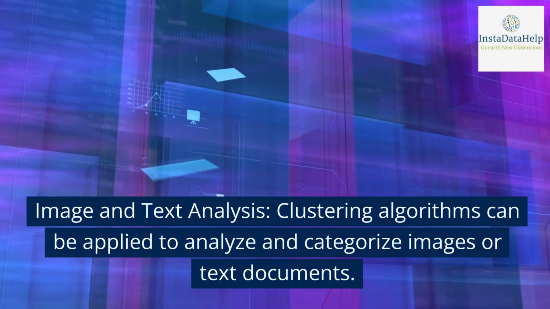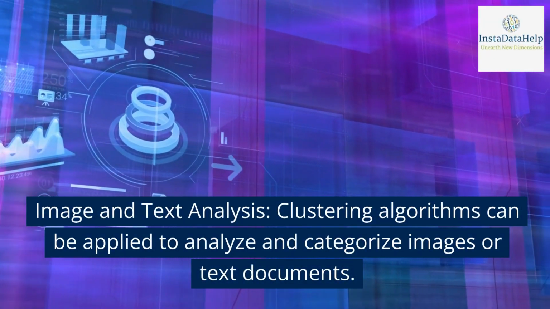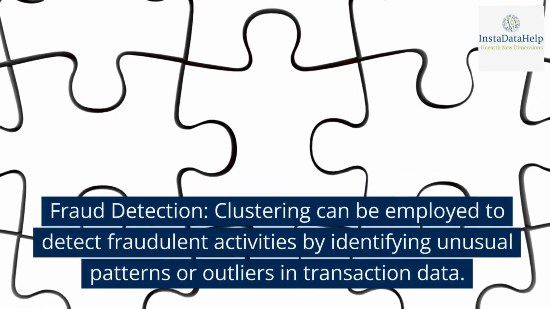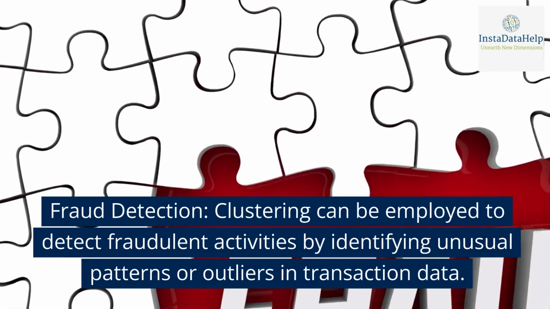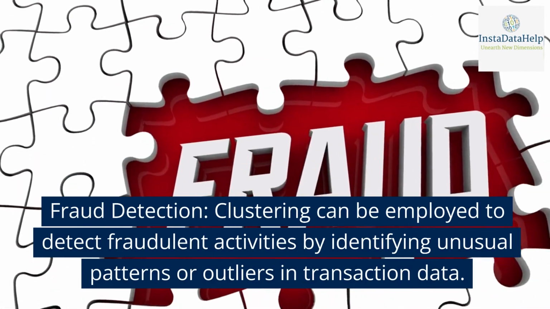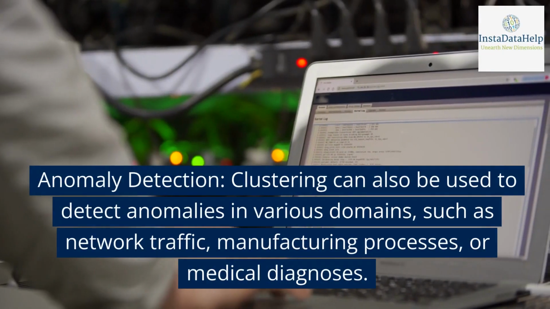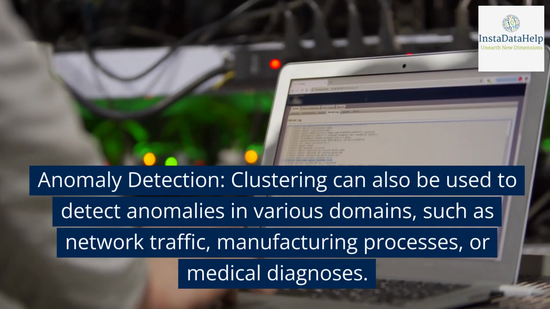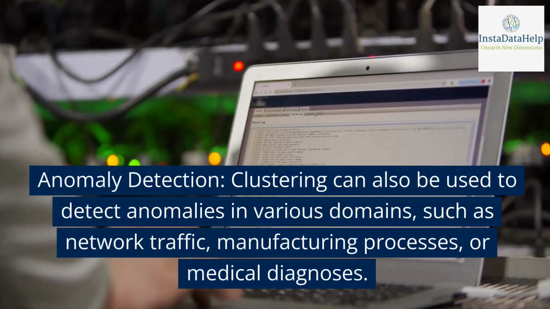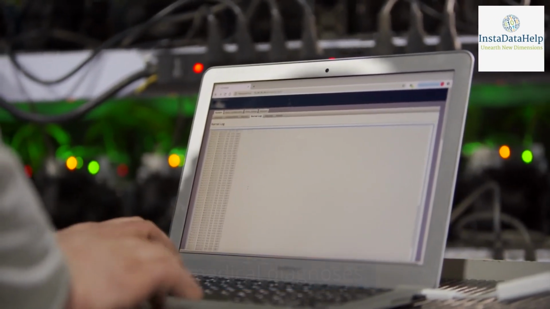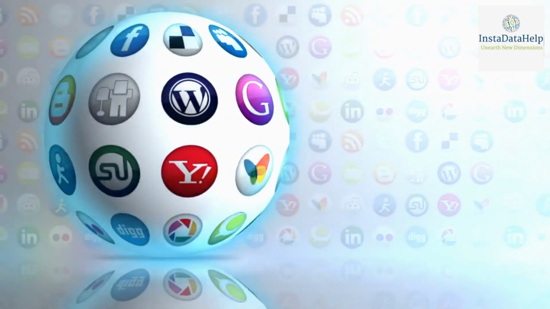Image and text analysis. Clustering algorithms can be applied to analyze and categorize images or text documents. Fraud detection. Clustering can be employed to detect fraudulent activities by identifying unusual patterns or outliers in transaction data. Anomaly detection. Clustering can also be used to detect anomalies in various domains, such as network traffic, manufacturing processes, or medical diagnosis.